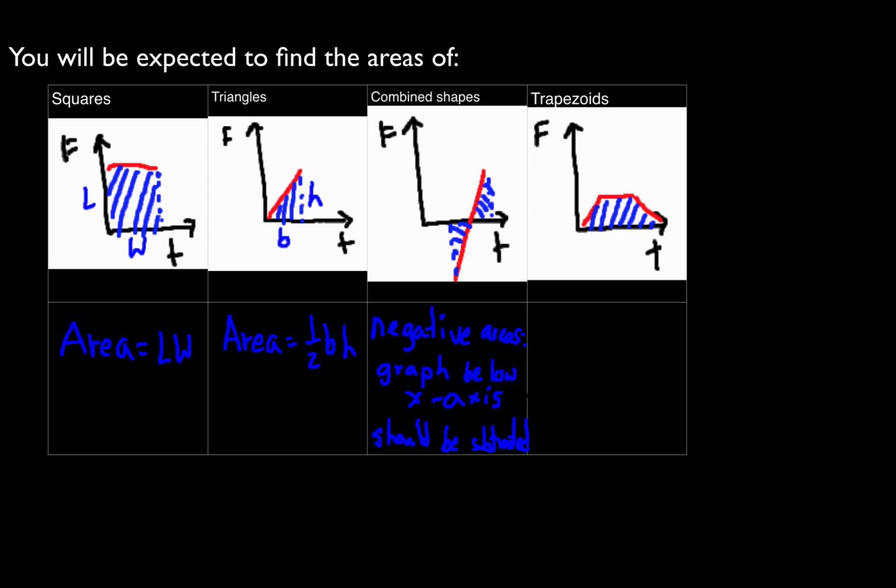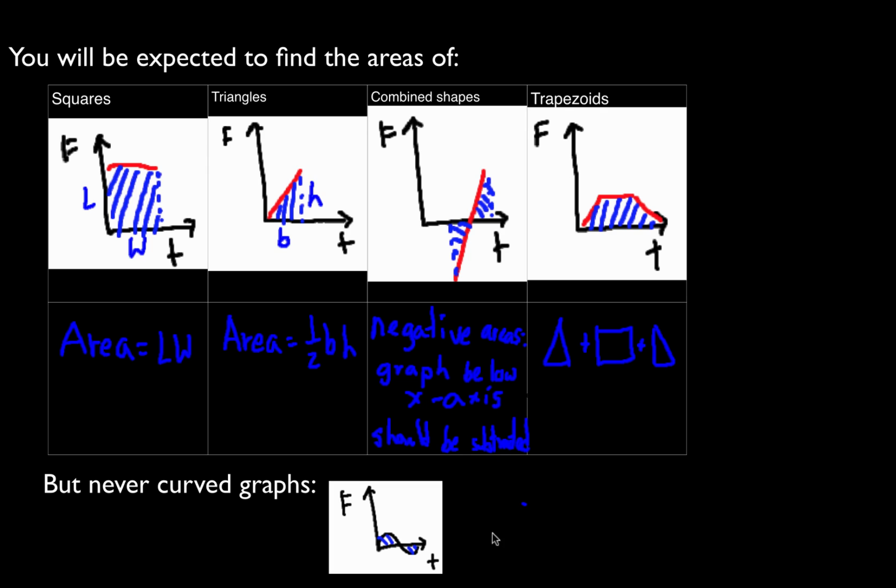For trapezoids, we have combinations of squares and triangles. For the trapezoid in the picture above, we have the area of a triangle plus the area of the square in the middle plus the area of the triangle on the other side. So this would be a combination of shapes. You'll calculate each area separately and add them together. But you'll never be asked to find the area of a curved graph, like this. This is the kind of area that you're going to be finding in calculus, but isn't really easy to find geometrically.